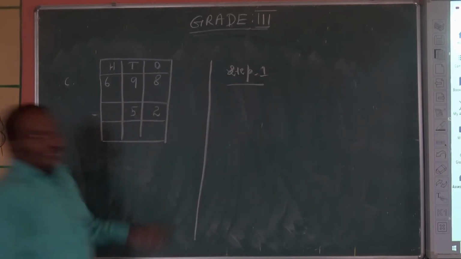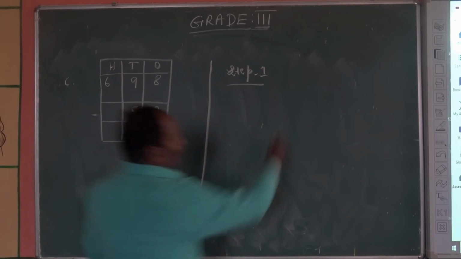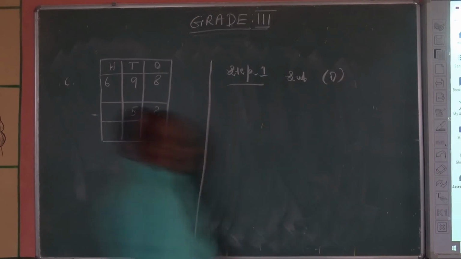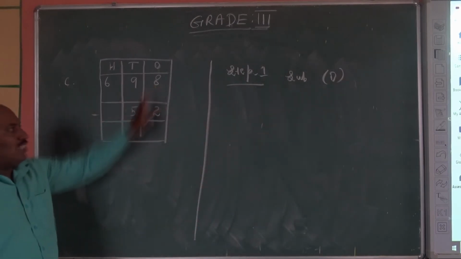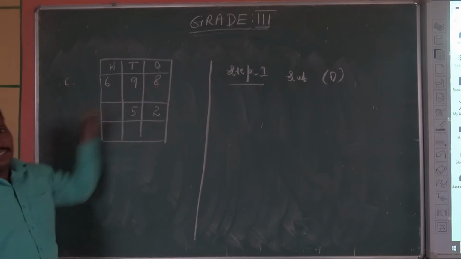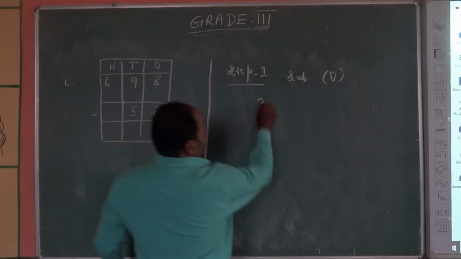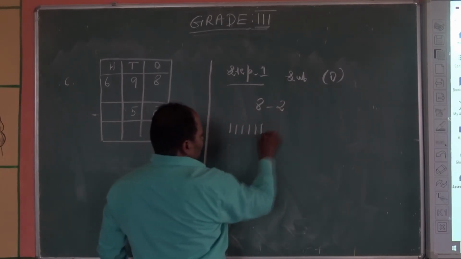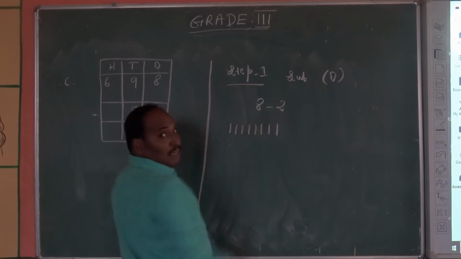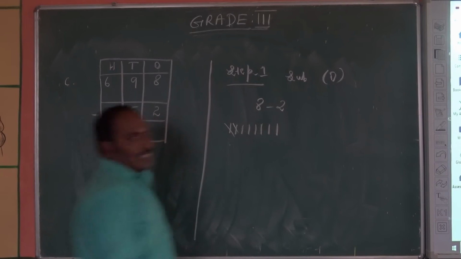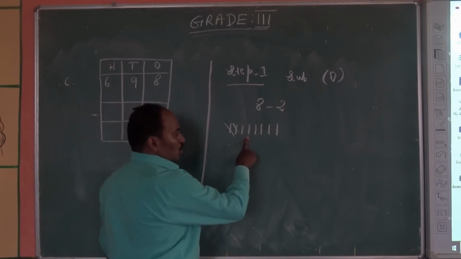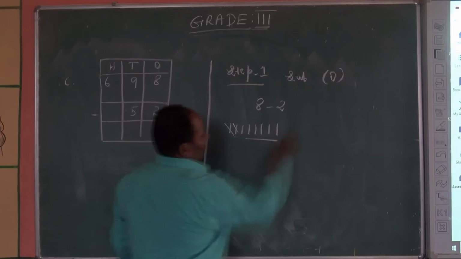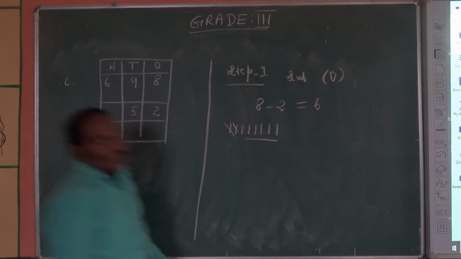Step 1, subtract the ones. Here ones, 8 ones minus 2 ones. So 8 minus 2. 1, 2, 3, 4, 5, 6, 7, 8. 2 lines are cancelled. Balance 1, 2, 3, 4, 5, 6. Remaining 6 lines. So 8 minus 2 is equal to 6.